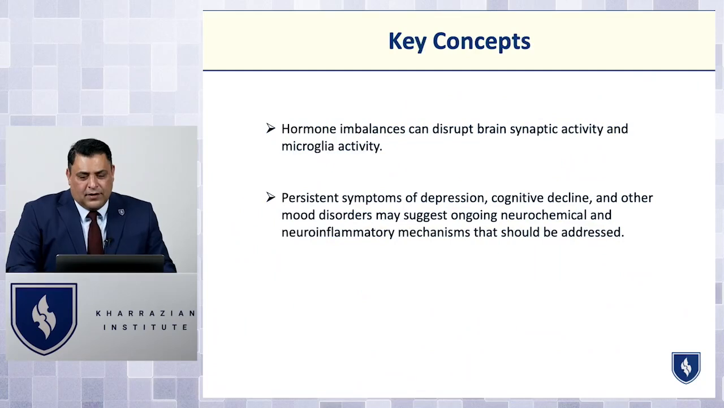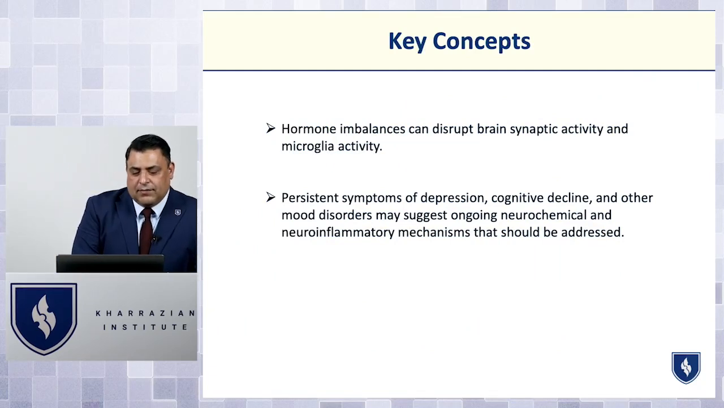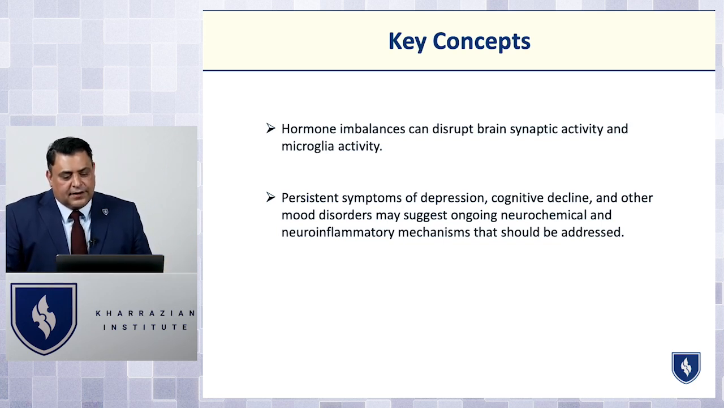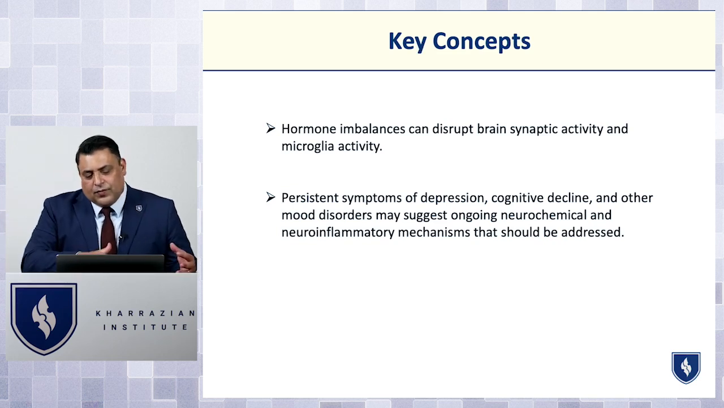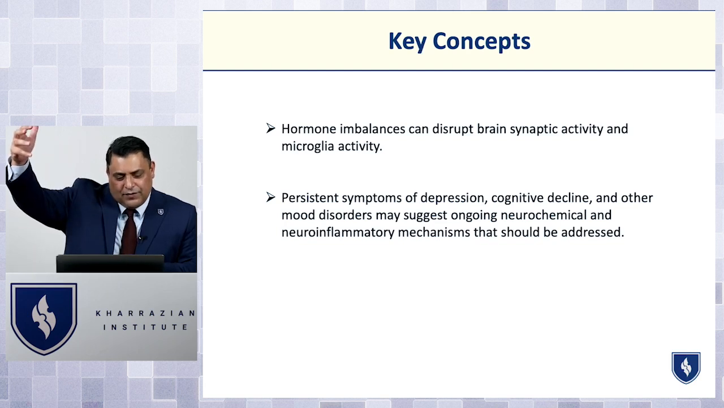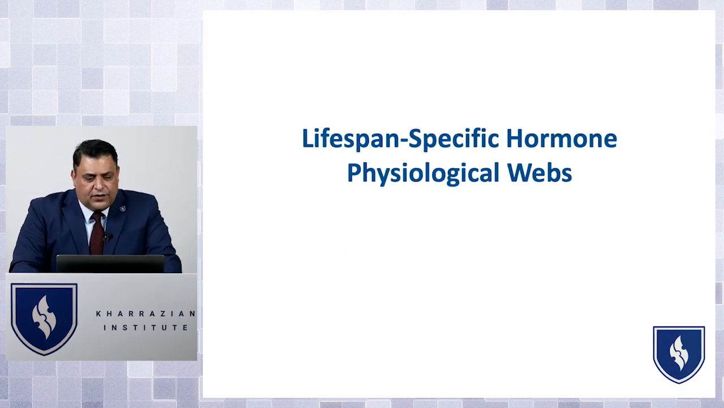So you don't want to be hormone deficient and get a brain injury or get a stroke and then not be able to recover. So key concept: hormone imbalances can disrupt the brain synaptic activity and microglial activity. Persistent symptoms of depression, cognitive decline, and other mood disorders may suggest ongoing neurochemical and neuroinflammatory mechanisms that should be addressed. So once the hormone levels get normalized, you still may have persistent neuroinflammation issues that need attention that way.